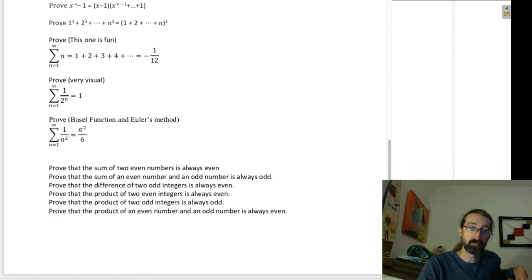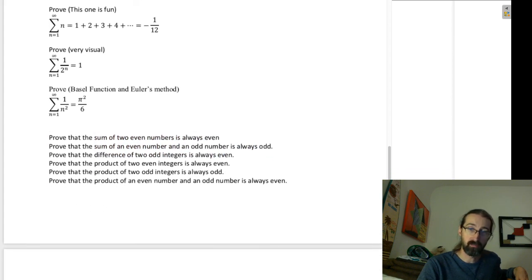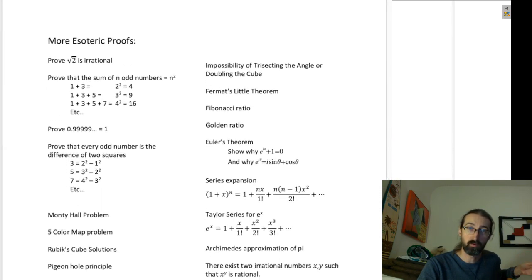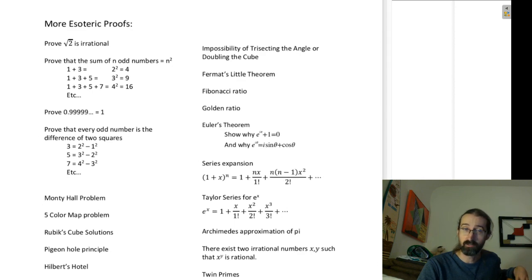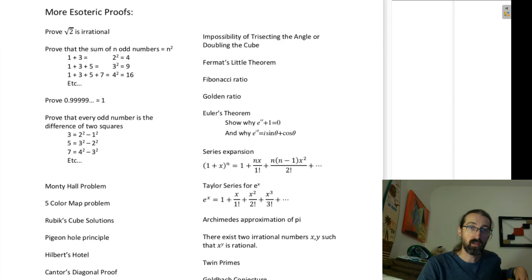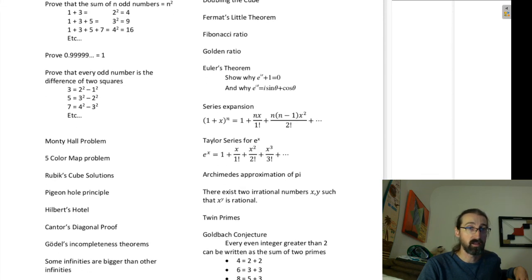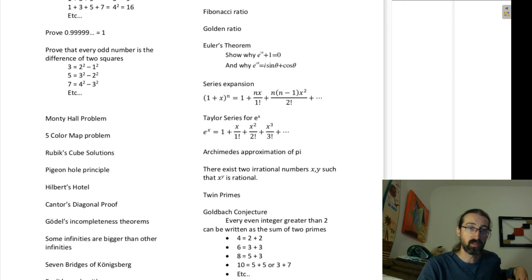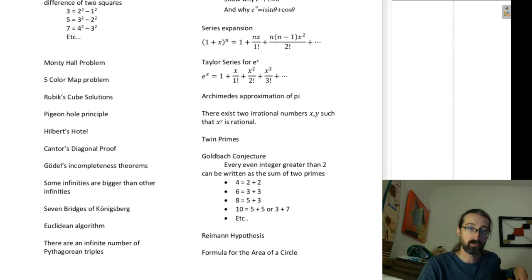And then here's some other ones. Prove that the sum of 2 even numbers is always even. Things like that. We talked about even and odd numbers. A lot of proofs you can do with that. And then there gets to some interesting proofs, some more esoteric proofs. Prove that square root of 2 is irrational. That you can do by contradiction. Here's the sum of odd numbers one we did. Prove that 0.999 equals 1. That's a very interesting proof there. Every odd number is the difference of 2 squares. And then there's a lot of other things, the Monty Hall problem, Rubik's Cube solutions, pigeonhole.